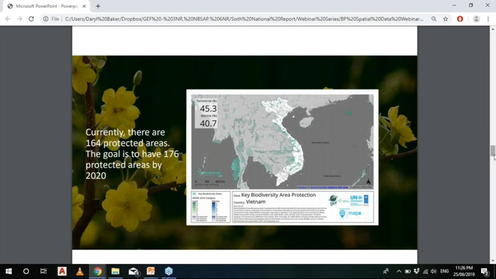It's very interesting if you listened to the Haiti presentation before me. Haiti had 3 PAs and increased to 25 PAs within a few years of implementation. In Vietnam, we have a lot of areas, but this is also a problem because we talk a lot about how to ensure effective management of these PAs.